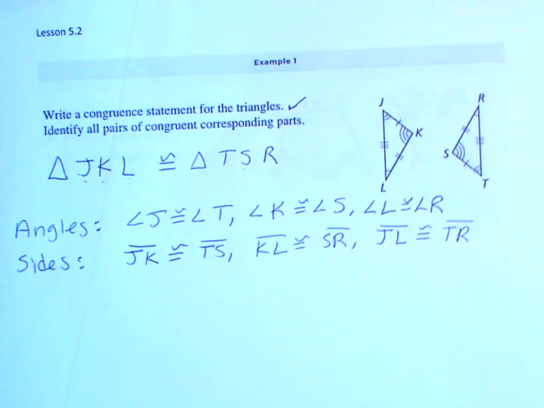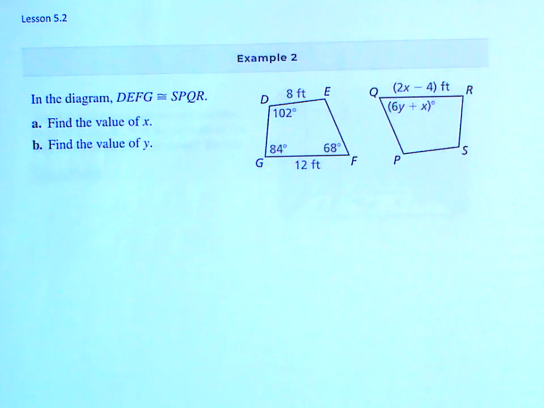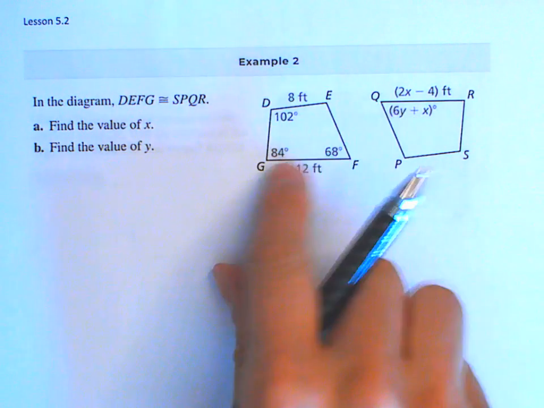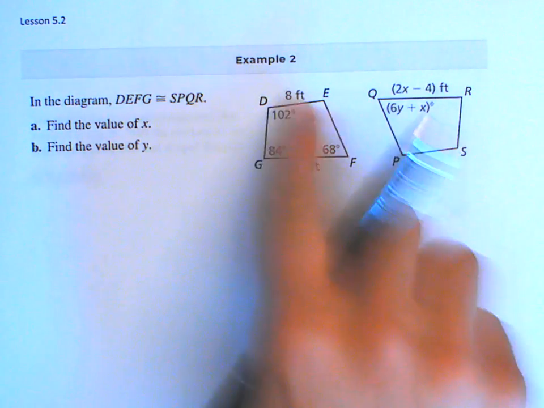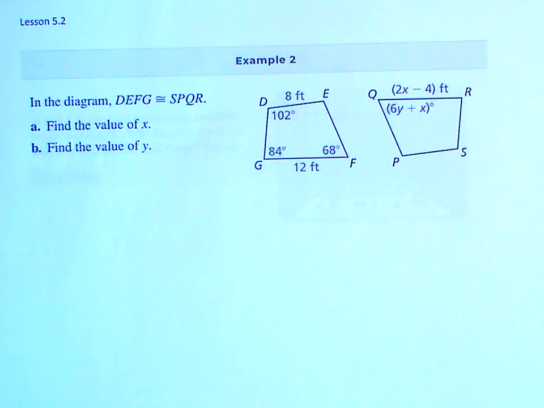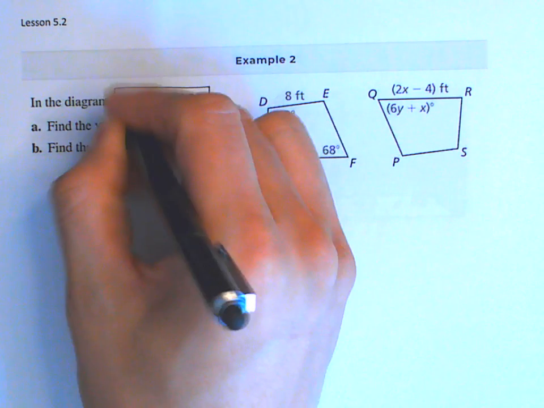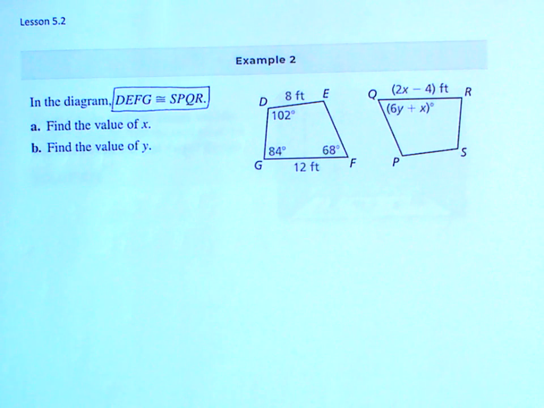Let's look at number 2. Okay, in example number 2, here's where you guys have to be really careful because a lot of people like to look at a problem like this and simply go left to right. Like they think, oh, 102 must be this one, this one must be this one, and this one must be that one. Please remember to always look at your congruence statement.